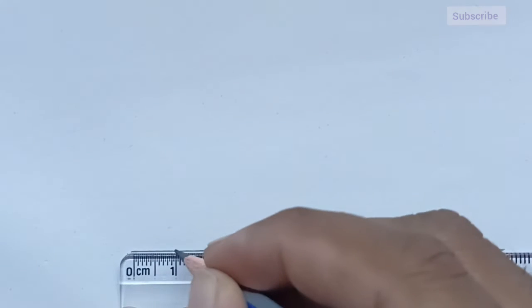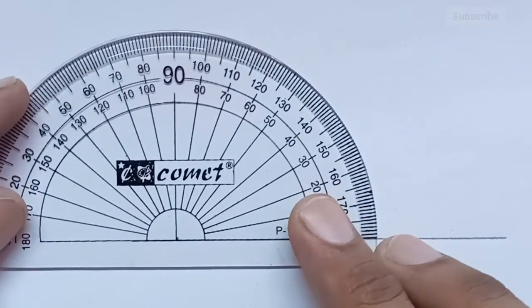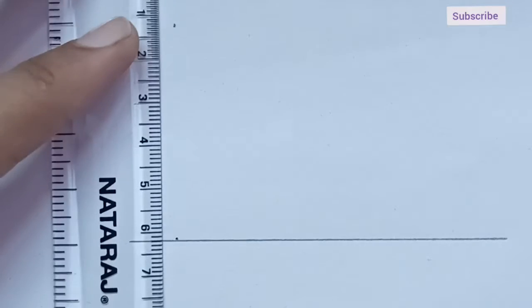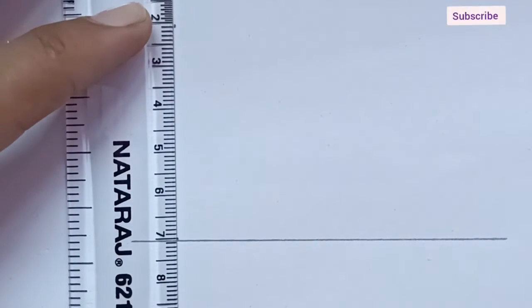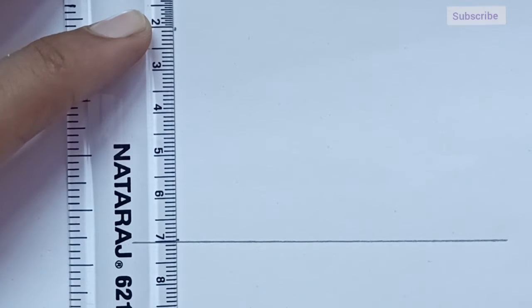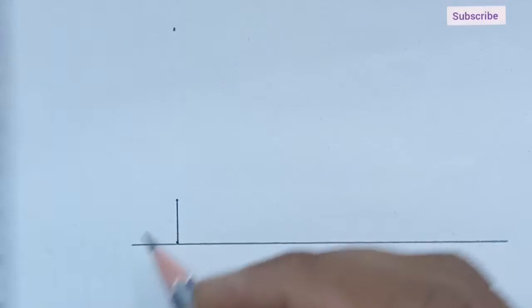Draw a line. Mark on 1 centimeter. We have to draw a perpendicular from this point. On the perpendicular we need a 1 centimeter line. This one, 1 centimeter line. Join both these points.